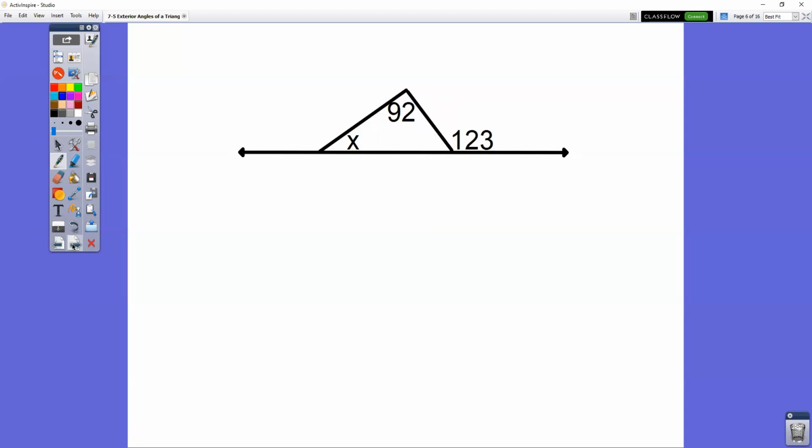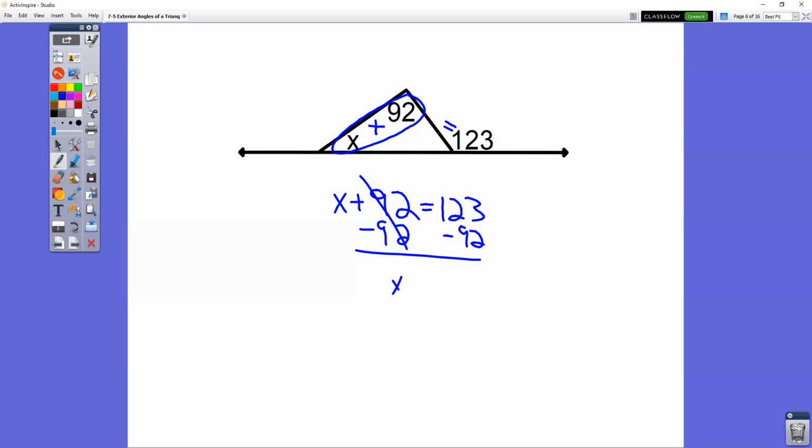So this time we have our x inside. So these two inside angles added together equals this outside angle. So you need to set up an equation. These two interior angles added together, so x plus 92, equals this exterior angle, the one outside the triangle. What that sets up is a one-step equation. So minus 92, and we get x equals 31. Always make sure that your answer makes sense. 31 plus 92 does give us 123.